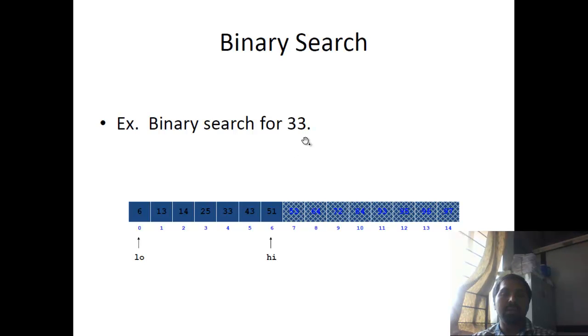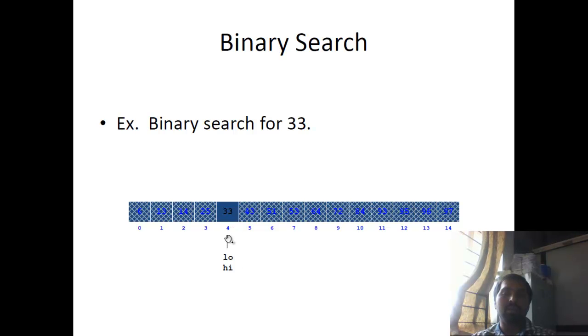Comparing 25 with 33, it is not matching. 33 is greater than 25, so we move to the right half, that is 33, 43 and 51. This is the mid position, and comparing with it, 33 is greater, so we update the lower index and higher index. Again we identify the mid position: 4 plus 6 by 2 gives mid position 5. The mid position element is 43. It is not matching with the key element; 33 is less than 43, so we come to the left side.